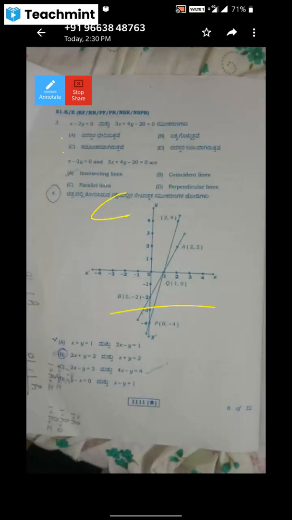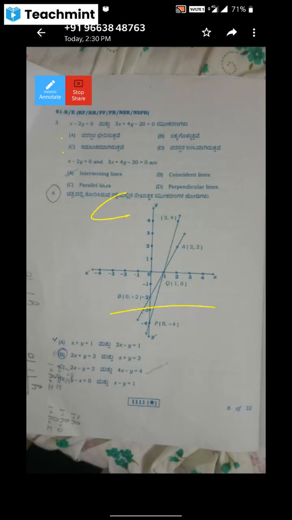x minus 2y equal to 0 and 3x plus 4y minus 20 equal to 0 are intersecting lines, coincident lines, parallel lines, or perpendicular lines? See here, the coefficient of x is 1 by 3 and the coefficient of y is minus 2 divided by 4, that will give you minus 1 by 2. Minus 1 by 2 is not equal to 1 by 3. So they are intersecting lines. So option A is the right answer.